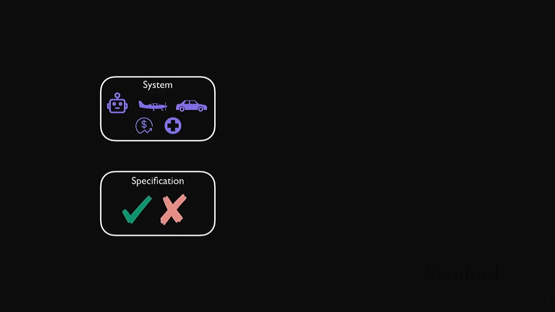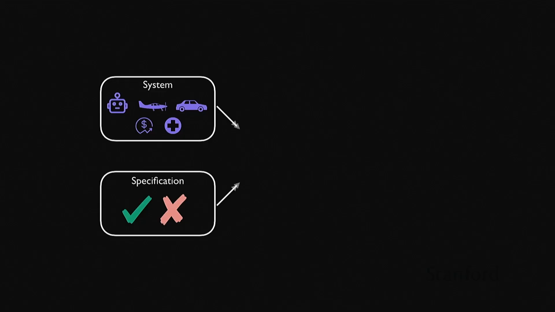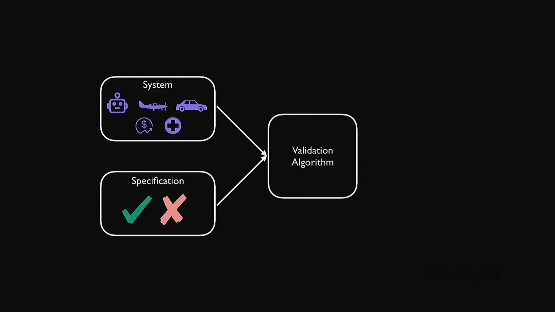And to do that, we have to give it some sort of specification. So we need to write down something that tells us what it is we actually wanted the system to do when we designed it, and what we want it to do when we deploy it in the real world. And so these are the two main inputs that go into validation algorithms that we'll be talking about in this class. What a validation algorithm does is essentially take that system and specification and output some sort of information that tells us whether the system is satisfying the specification.